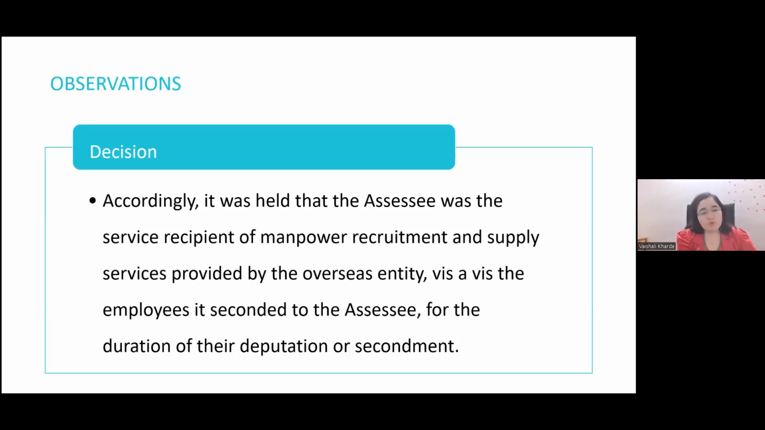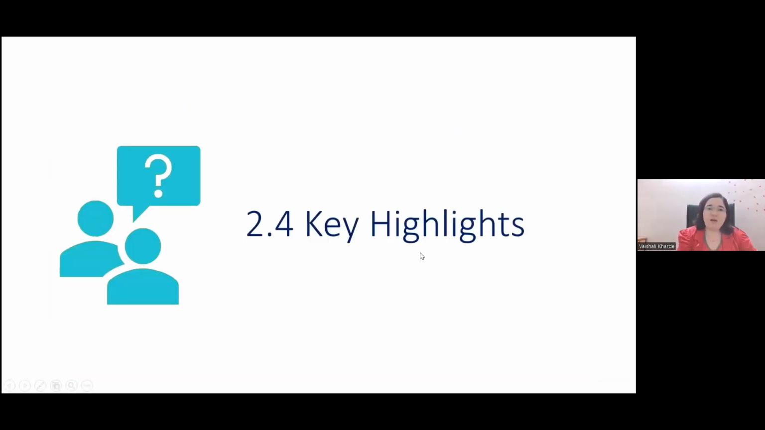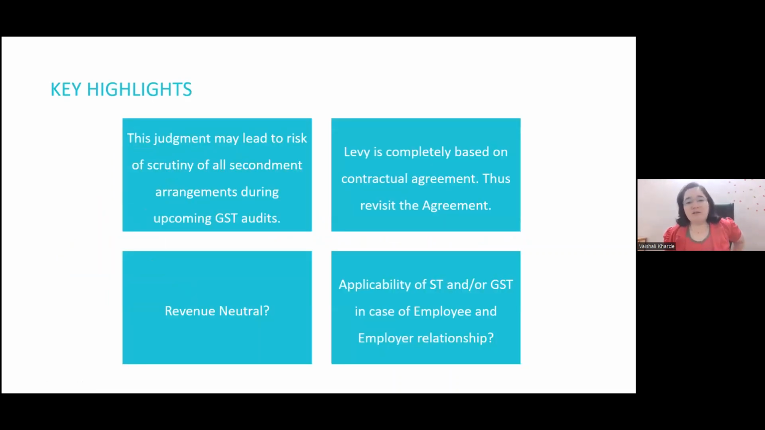and hence liable to service tax for the duration of their deputation or secondment. So this is the decision. What are the key highlights and key issues from this decision? First of all, friends, this apex court decision is related to the service tax regime, or one can say the pre-GST regime. However, whatever observations we have discussed are key observations. For more, you can read it in detail. But it is sure that the department is going to check all the transactions from a GST perspective according to this judgment.